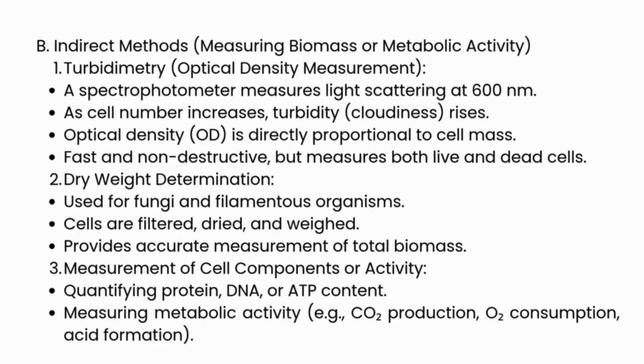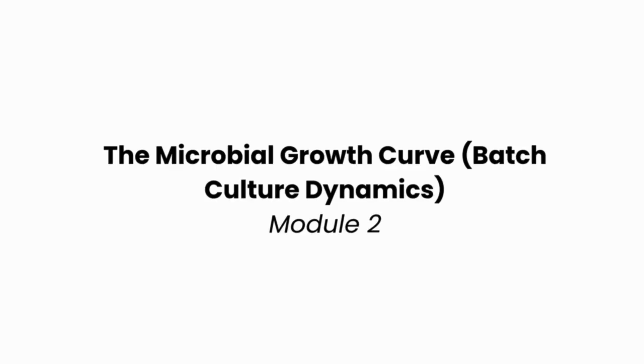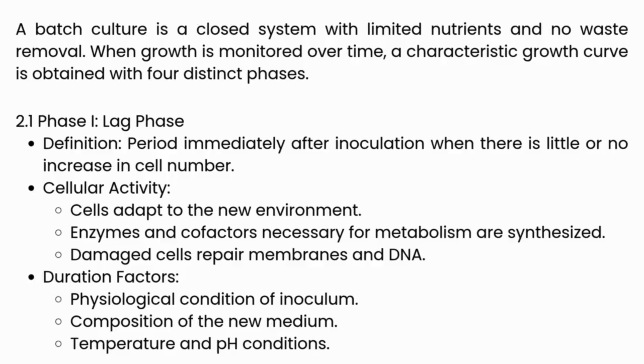Indirect methods, measuring biomass or metabolic activity. 1. Turbidimetry, optical density measurement. A spectrophotometer measures light scattering at 600 nanometers. As cell number increases, turbidity, cloudiness, rises. Optical density, OD, is directly proportional to cell mass. Fast and non-destructive, but measures both live and dead cells. 2. Dry weight determination, used for fungi and filamentous organisms. Cells are filtered, dried, and weighed. Provides accurate measurement of total biomass. 3. Measurement of cell components or activity, quantifying protein, DNA, or ATP content. Measuring metabolic activity.